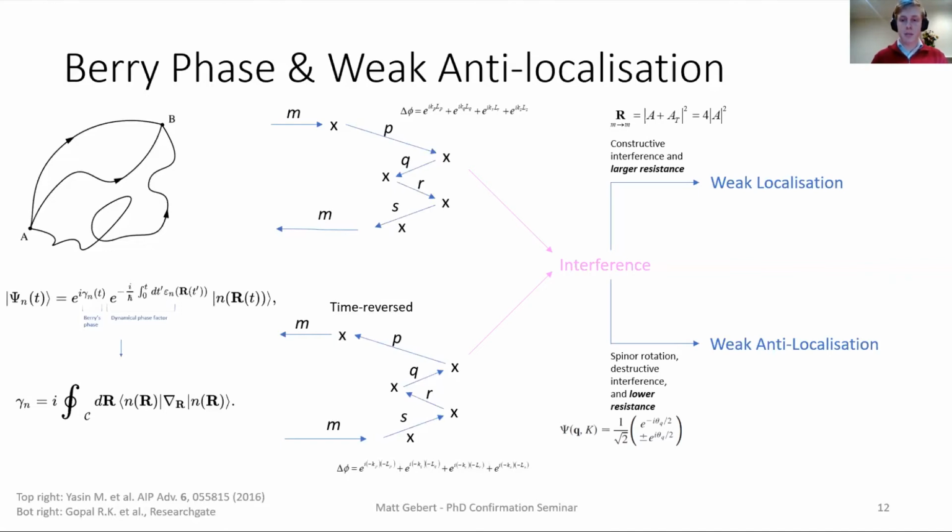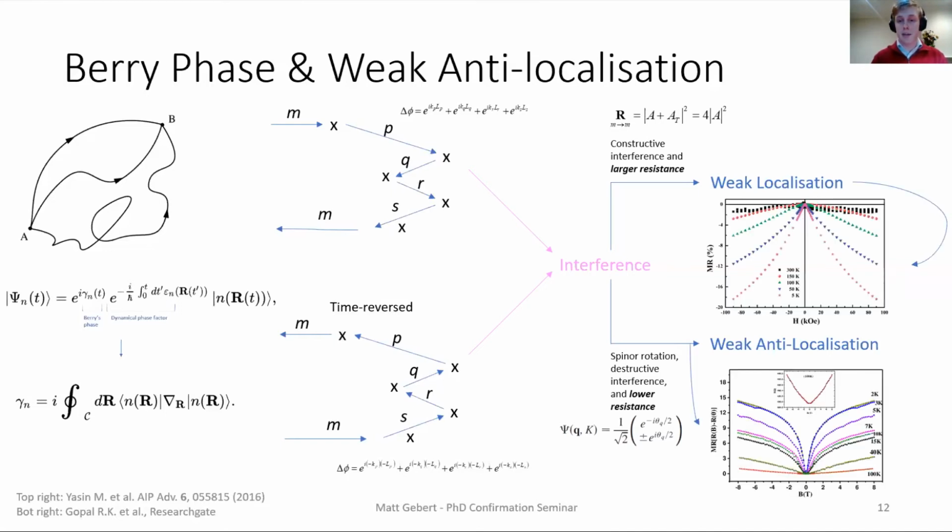The dependence on these properties can be observed using a magnetic field. As you increase the magnetic field, you destroy the phase information, and so you get rid of these effects occurring inside your material.